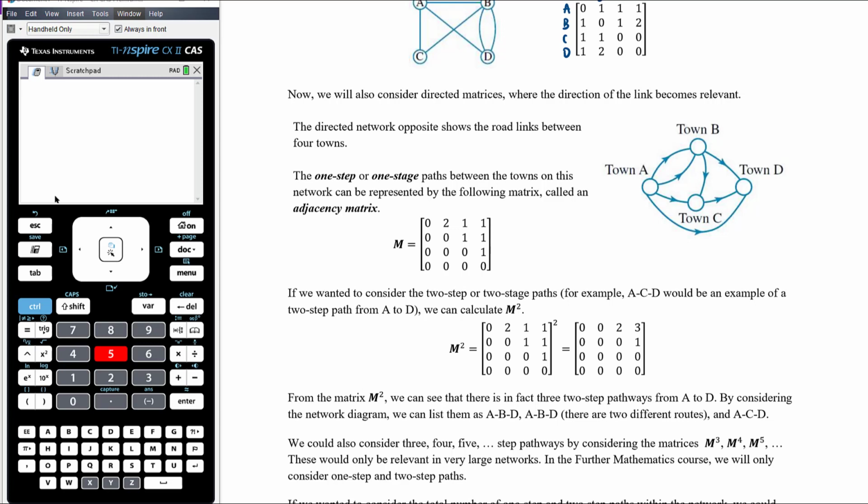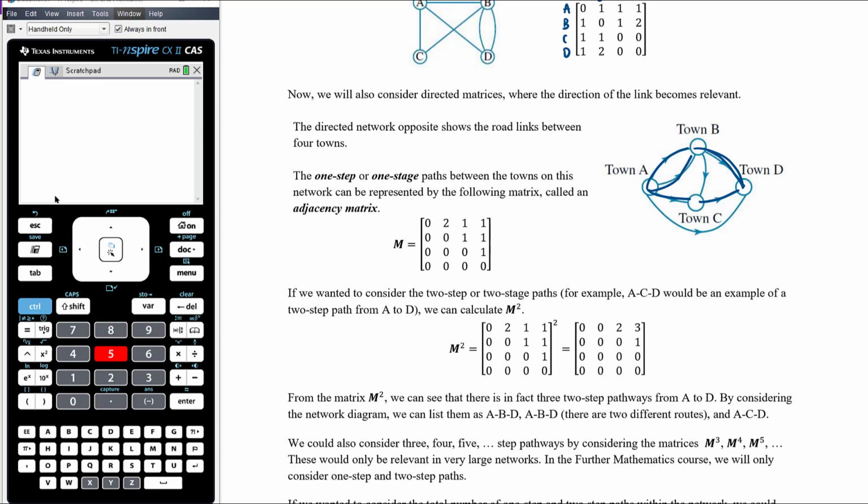We might want to consider the 2-step or 2-stage paths. For example, going from A to C to D would be a way, so travelling from town A to town C and then to town D. We can get directly from town A to D, but that would be a 1-step path. There'd be another 2-step path this way, and there'd actually also be a third using the alternate path between A and B. So there would be 3 2-step paths between town A and town D.